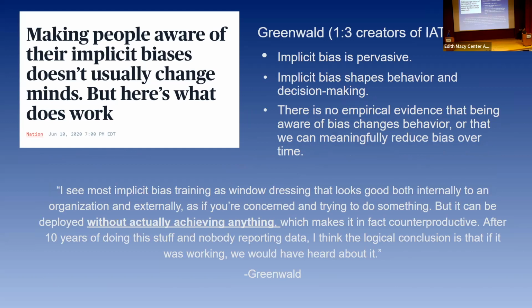Greenwald, who was one of the three creators of the implicit attitudes task, which many of you may have taken, you indicated on the survey that you've taken this, it tells you how biased you are unconsciously. Based on the millions of data points at this point that we have related to IAT data, we know that implicit bias is pervasive. We know that it shapes behavior and decision-making, but there's not any convincing empirical evidence that being aware of your bias actually shifts your behavior or that we can meaningfully reduce your bias over time. It's not the place to invest our time and resources. It's a bit of a Sisyphean task, pushing a boulder up a hill and it's rolling back down. What created the bias in the first place? What are the beliefs that underlie those biases are a more important thing for us to consider and think about.